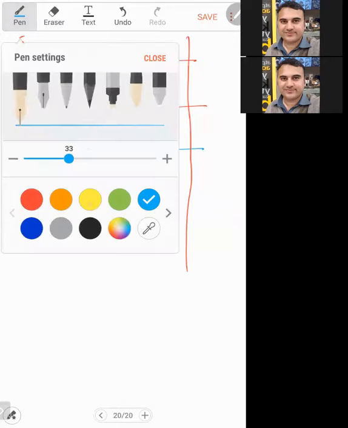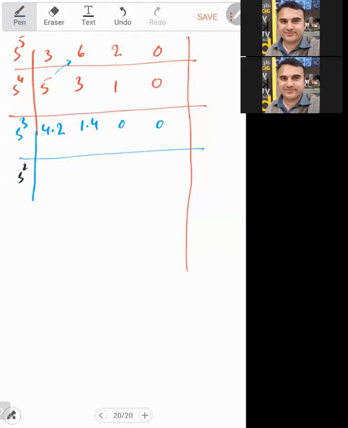The next entry will become equal to this multiplied by this one minus 5 multiplied by 4, divided by 4.2. So it will become equal to 1.33. And similarly, 4.2 multiplied by this one minus 5 multiplied by this one. So if you do that, you will get the answer equal to 1.33. This will be equal to 1, and similarly this will be equal to 0.